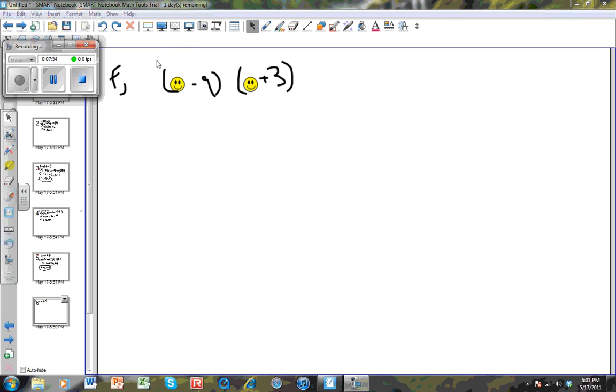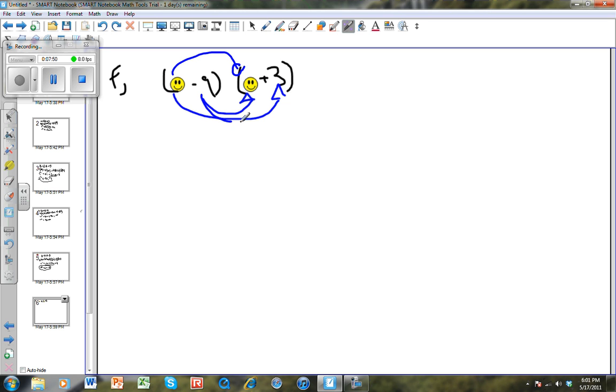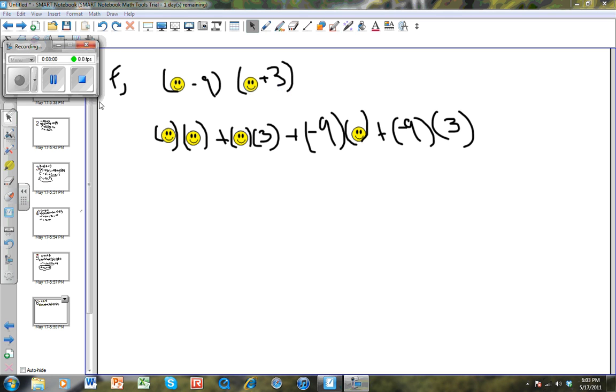Okay, so question F is smiley face minus 9 and smiley face plus 3. So what we're going to do is expand this by doing smiley face times smiley face, smiley face times 3, negative 9 times smiley face, and negative 9 times 3. So I'm going to write this out. Oh god, this is going to be really hard with smiley face. Okay, I'm going to pause it. Okay, so I wrote this out.